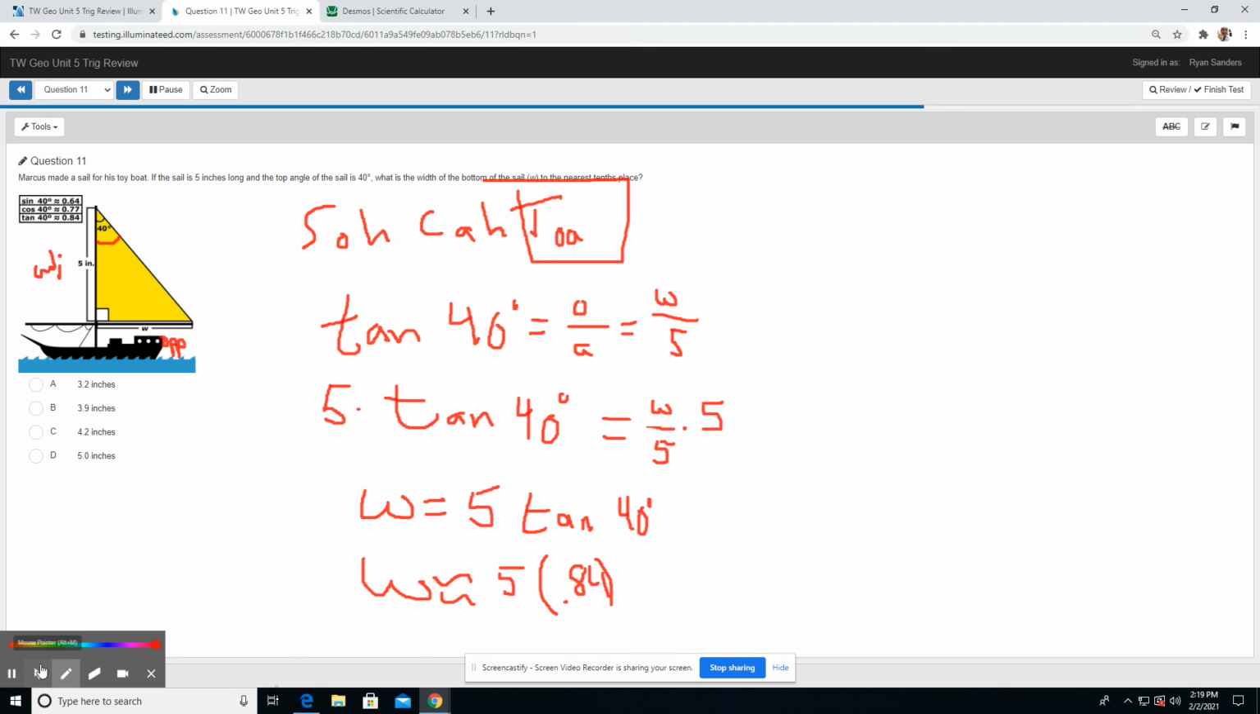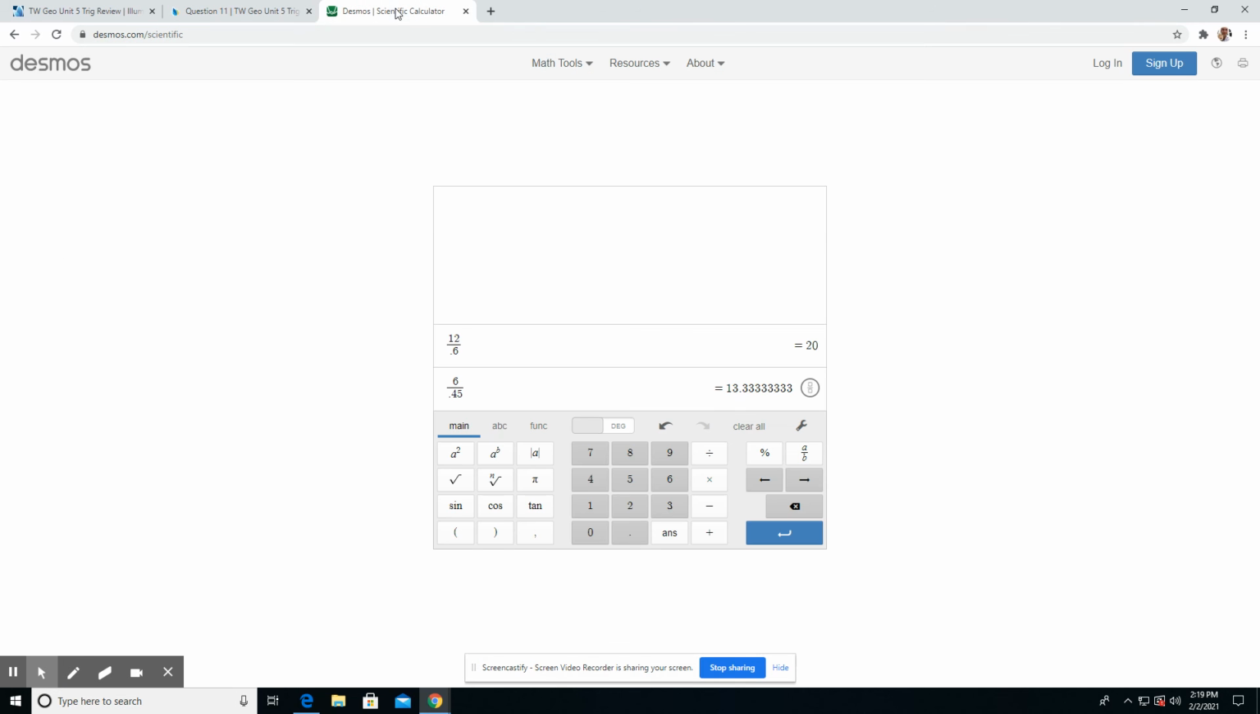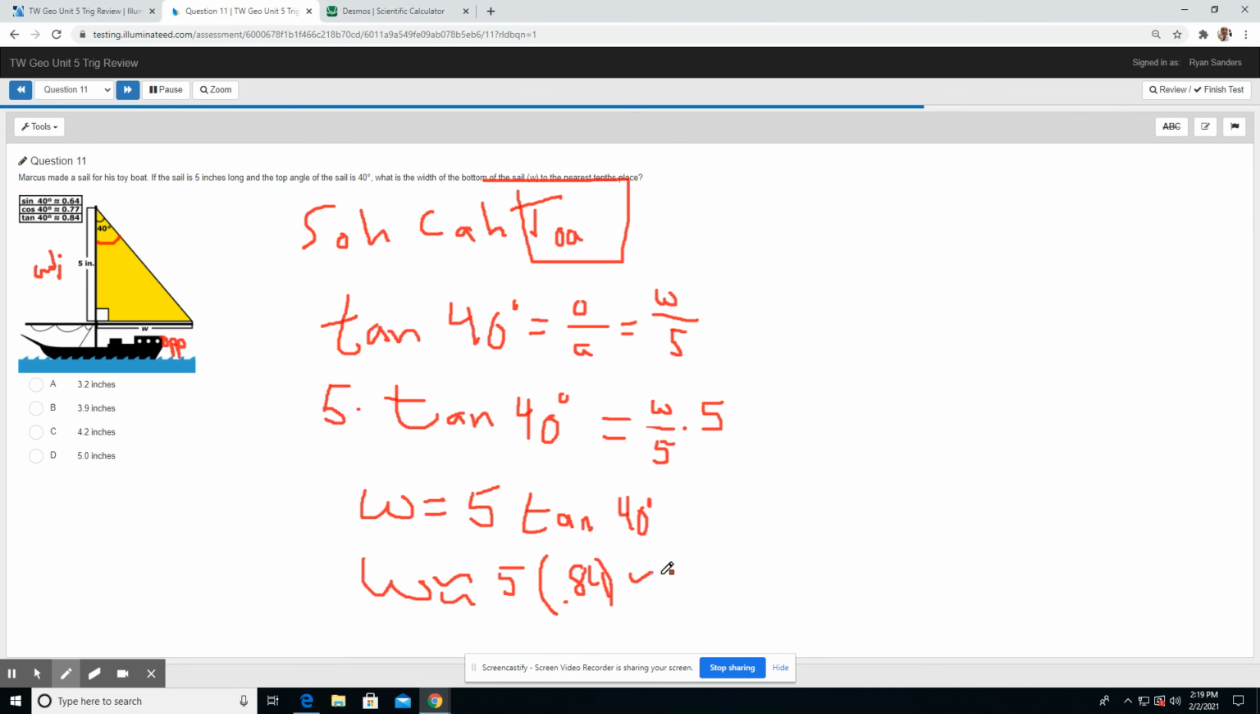Now I use my calculator. 5 times 0.84. 4.2. There we go.